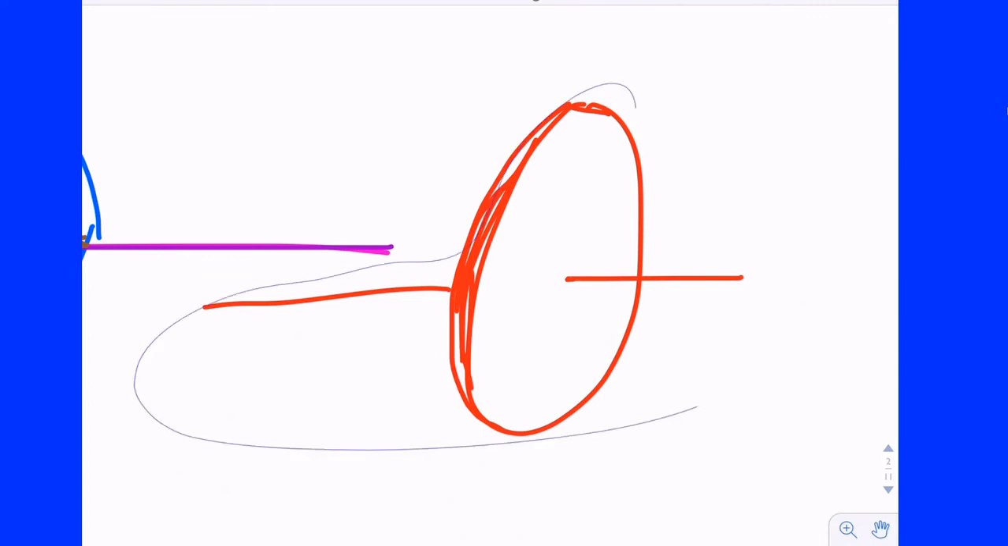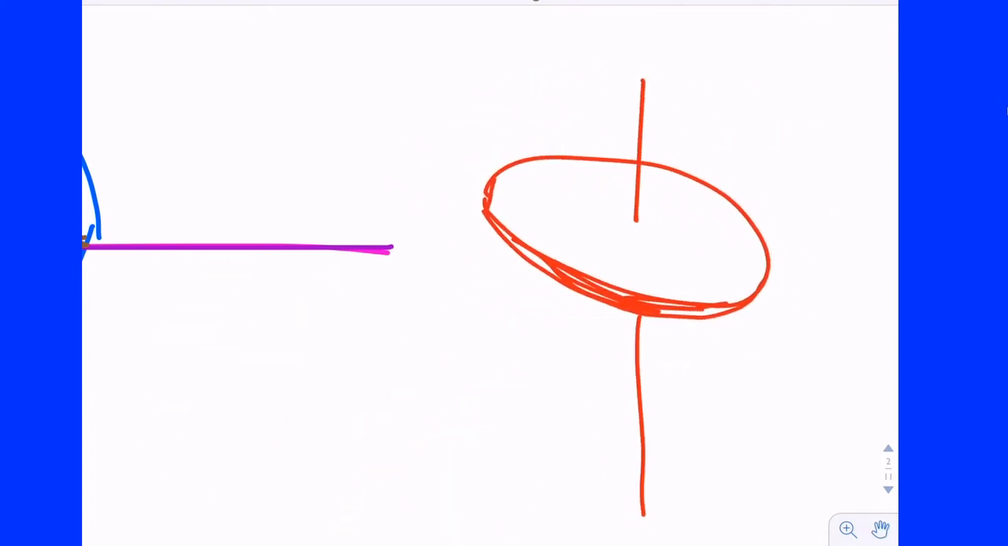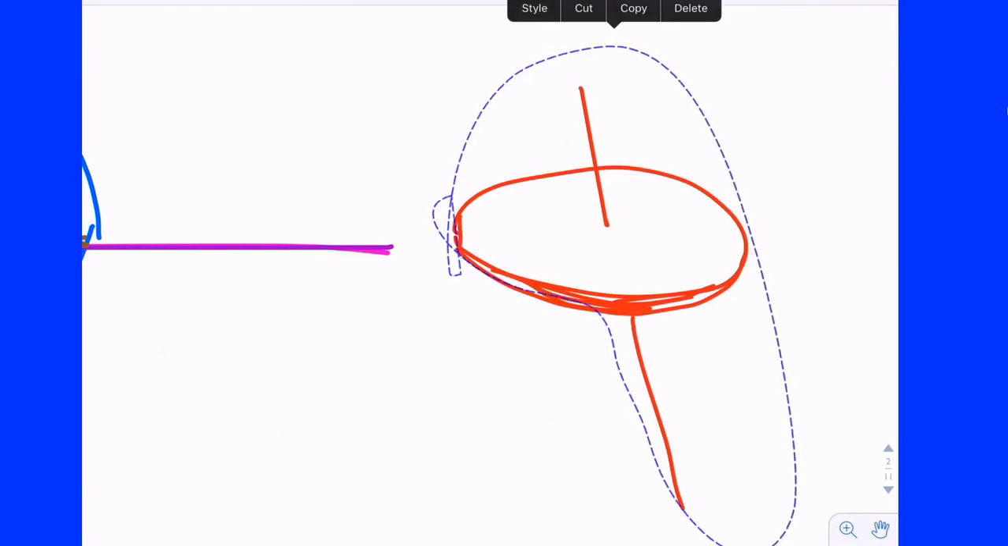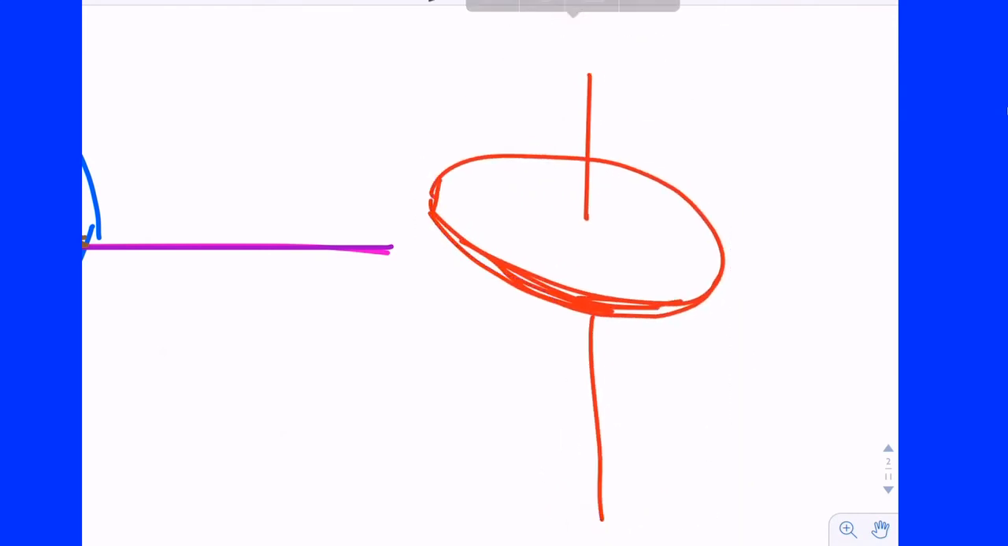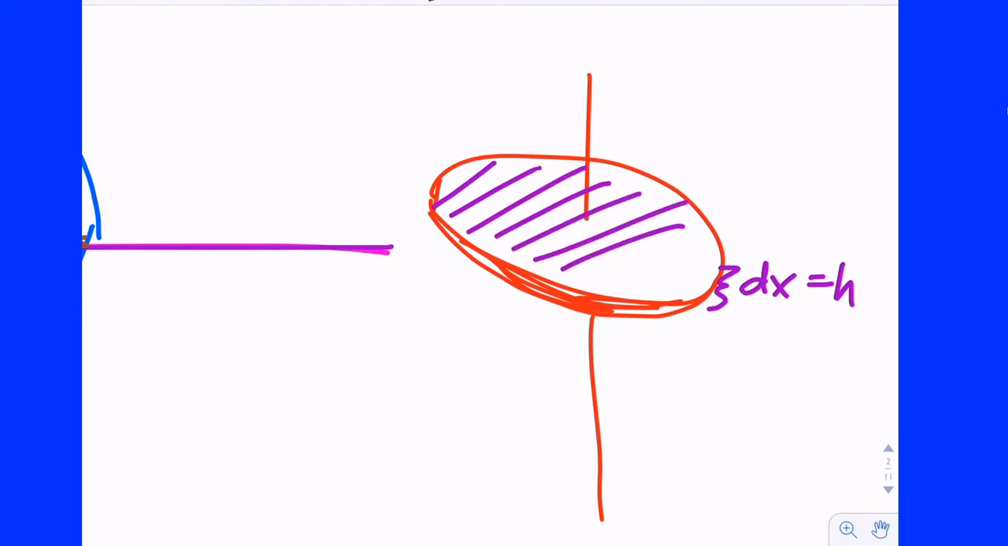You can lasso it with scissors. You can turn it like that, and now it looks like a squatty little cylinder, a right circular cylinder, whose height is dx, right? And all we have to do is come up with the area of the face and multiply by the height.